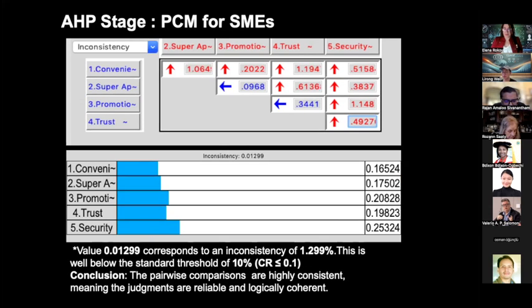Here we have the pairwise comparison matrix for SMEs. Using the same AHP approach, we analyzed the importance of each factor for business users. The CR value for SMEs is 0.01299 or 1.299%, well within the acceptable range. This ensures that the results are both consistent and meaningful. For SMEs, security again ranked highest, followed by promotion and trust. This finding reflects that SMEs prioritize safe transactions and credible partnerships alongside attractive promotions offered to support their business.